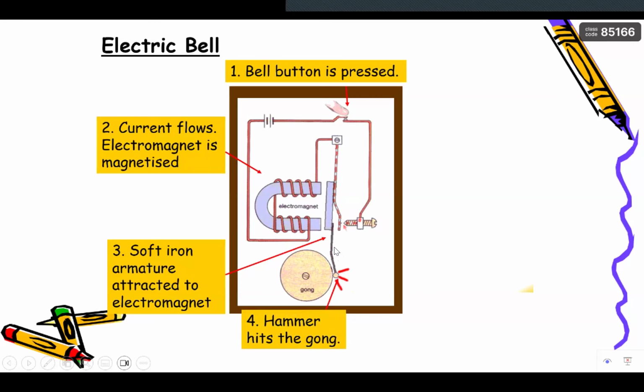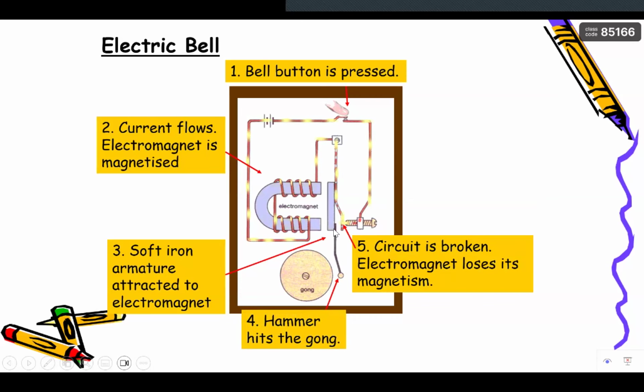But when the hammer moves forward and hits the gong, there is this contact point. So when you move forward, this contact point between this screw and the iron bar or iron armature is broken. Once this contact point is broken, we have an open circuit and current will stop flowing. So once the current stops flowing, the electromagnet will lose its magnetism. So this iron bar will go back to its original position because there's a spring here that will push it back to its original position.